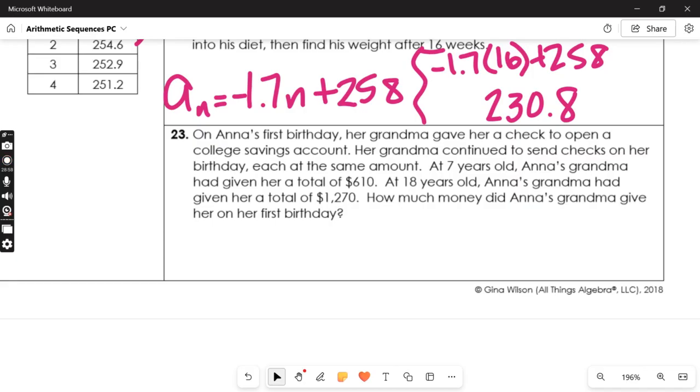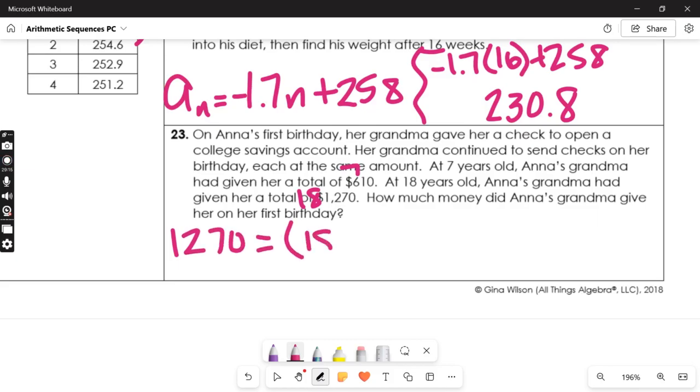Alright, so I'm going to say that this is the 7th year, and this one is the 18th year. So when I put this in, I might put it in a little differently. I think I'm going to put it in as 1270 is equal to, I'm going to do D times 18 minus 7 plus 610.